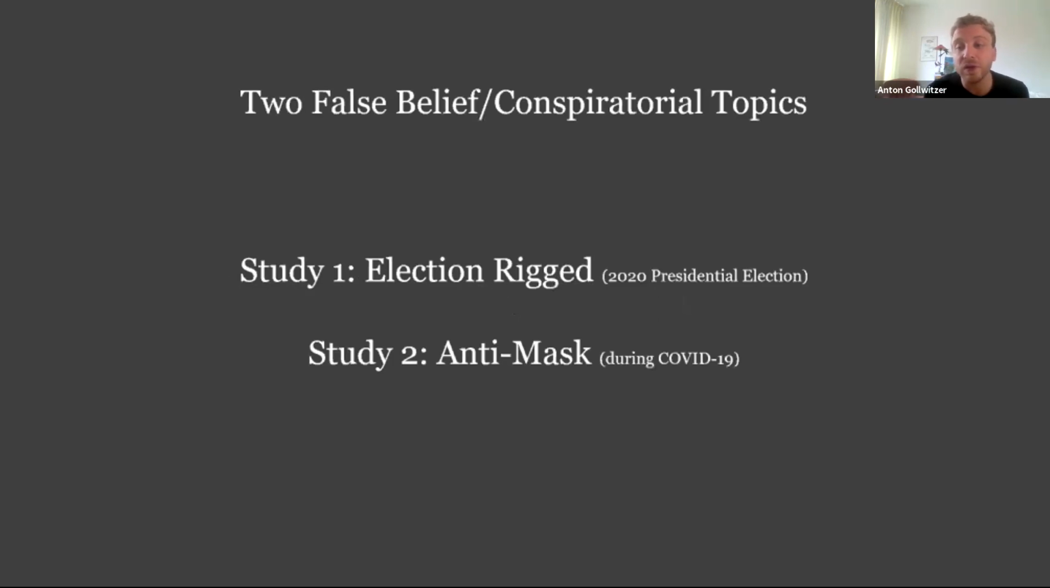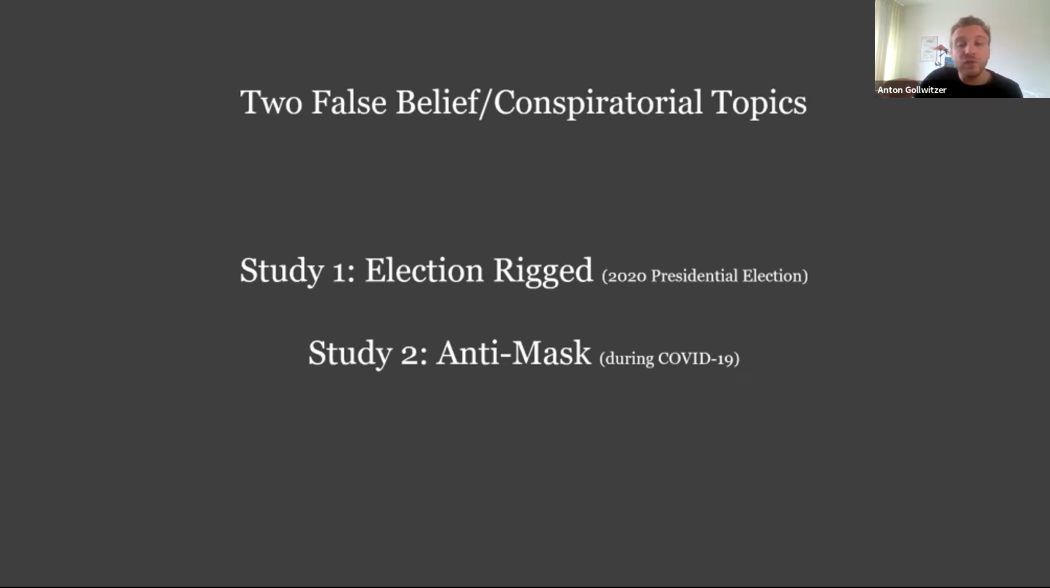So we tested this idea in two studies. We examined whether intellectual humility can predict a reduction in false beliefs. In study one, we did this with a sample of people who held the false belief that the 2020 presidential election was rigged. We measured the sample right after the election ended. In study two, we had a sample of people who hold anti-mask beliefs, who think masks really aren't that useful for stopping COVID, kind of like free the face, and that's kind of nonsense.